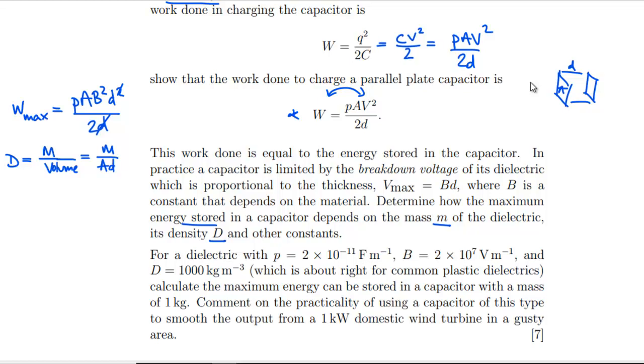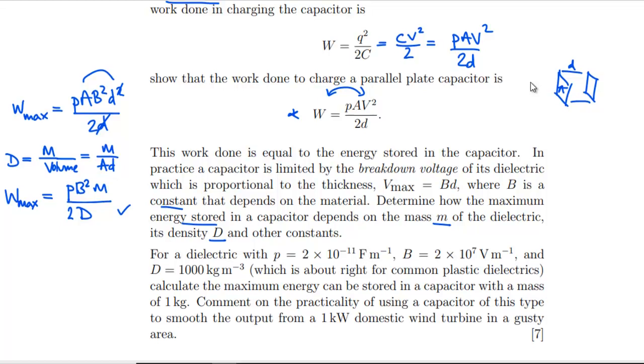Right, so this is good. A times little d is M over big D, and we've got an A times d here. So we've now got that W max is going to be P, B squared, A times d is M over big D, and we've got that 2 there. Right, is this fitting what they've asked for? They want how it depends on mass and density D, and other constants. So we've got 2, B is a constant, and P is a constant. Right, that looks fine. I'm happy with that. Right, so now we're on to this last bit.